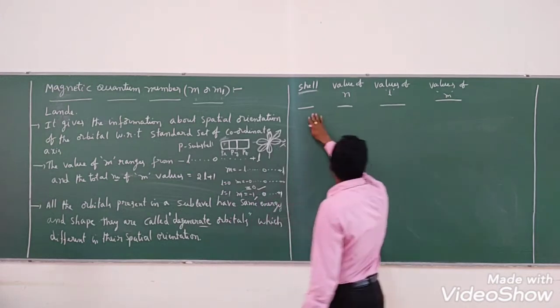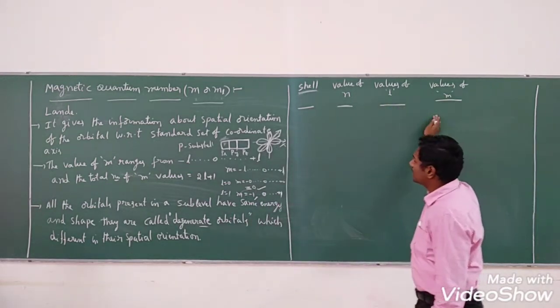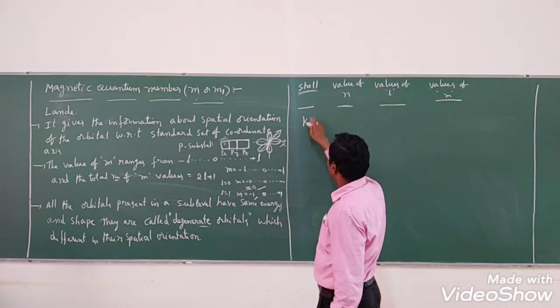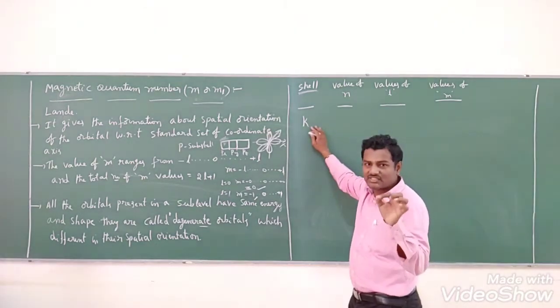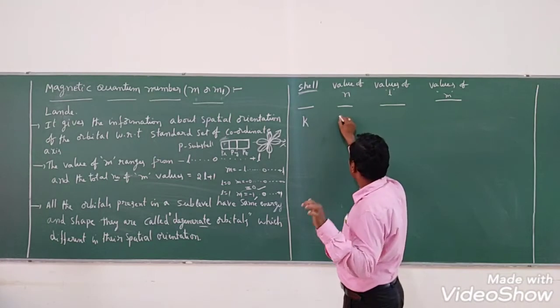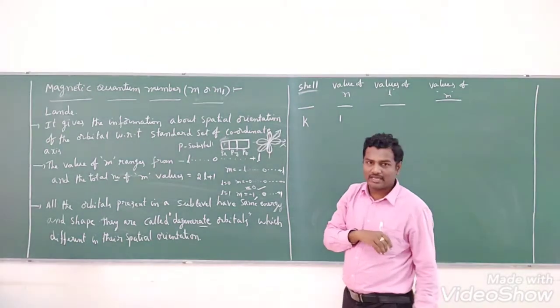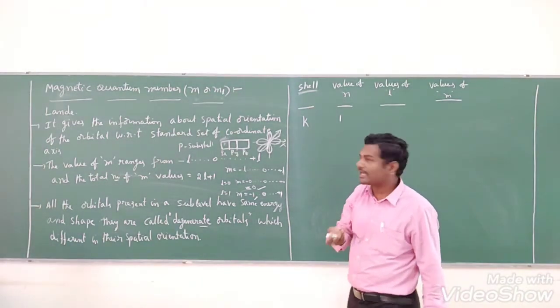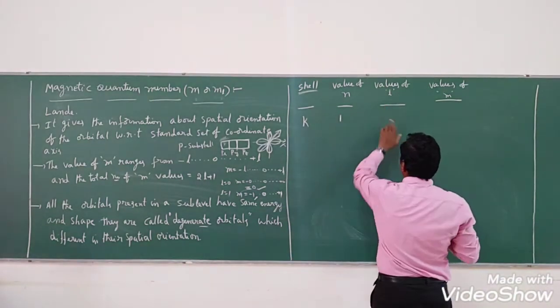Now I am taking a four-column table. You see that. First, we take a shell. What is the K shell? The first shell in the atom is the K shell. For the K shell, the n value is 1. n equals 1 we call the K shell. If n equals 1, what are the l values?